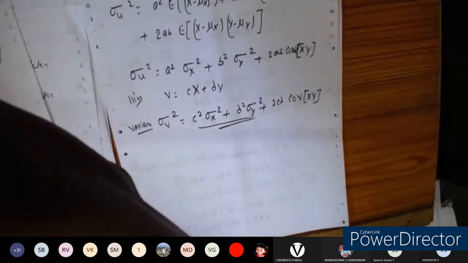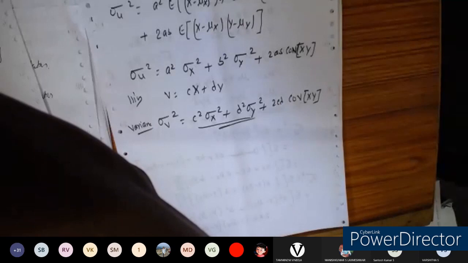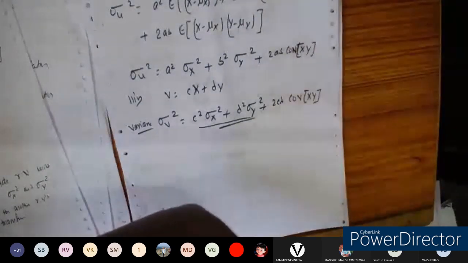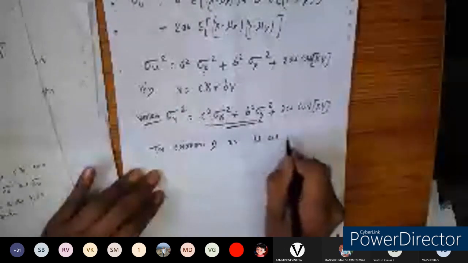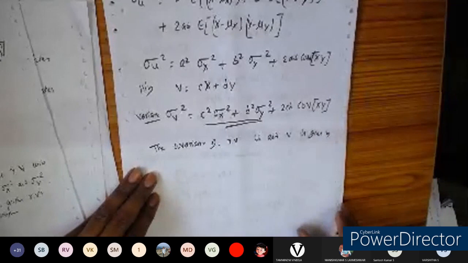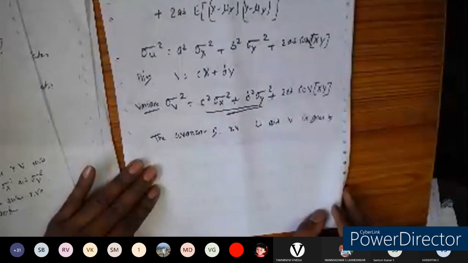So the covariance of the random variables u and v is given by the following. We are going to find out the covariance of the random variables u and v here.